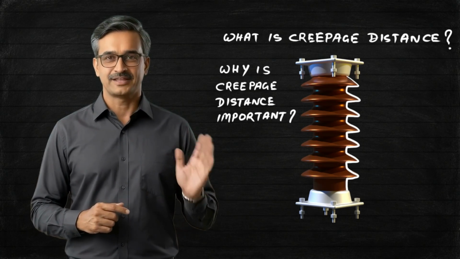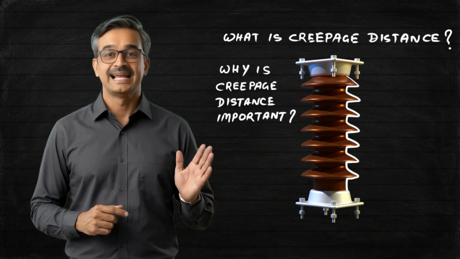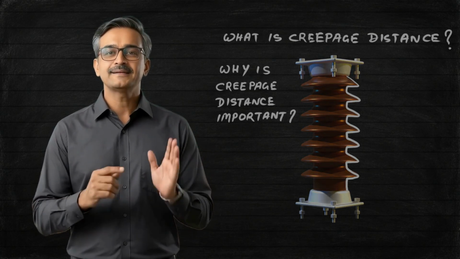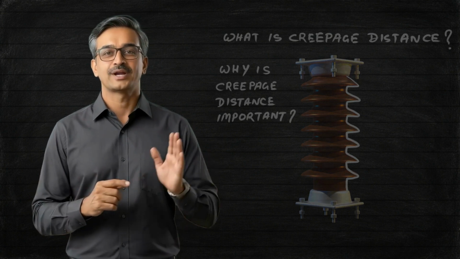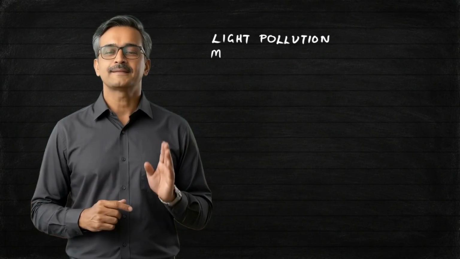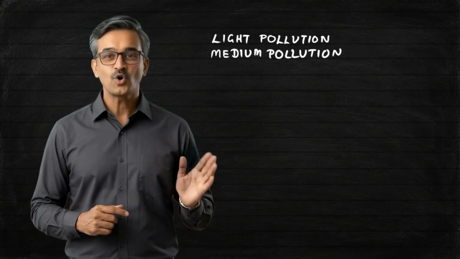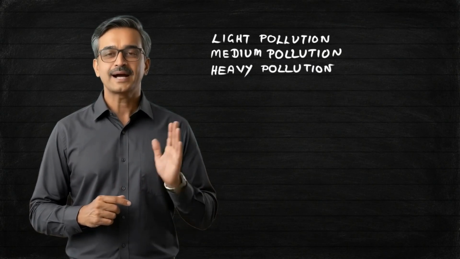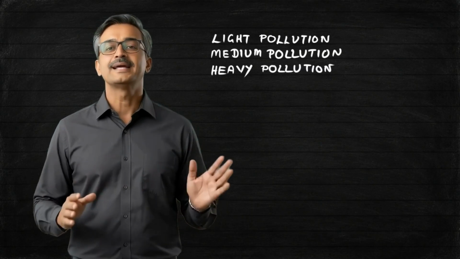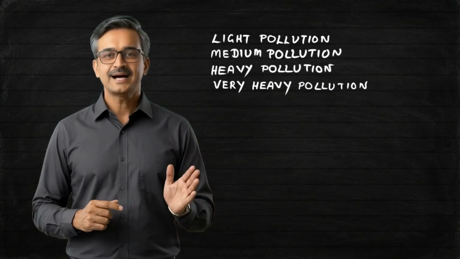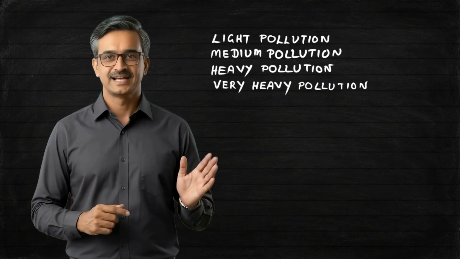Step 1. Determine the pollution level according to IEC 815. The first step is to determine the pollution severity of the installation site. The standard classifies locations into 4 categories based on environmental conditions. Light pollution: rural and agricultural areas with frequent rainfall. Medium pollution: residential and moderately industrial areas. Heavy pollution: industrial zones, thermal power plants, and coastal regions exposed to sea winds. Very heavy pollution: cement plants, chemical industries, mining areas, desert regions, and locations very close to the sea.